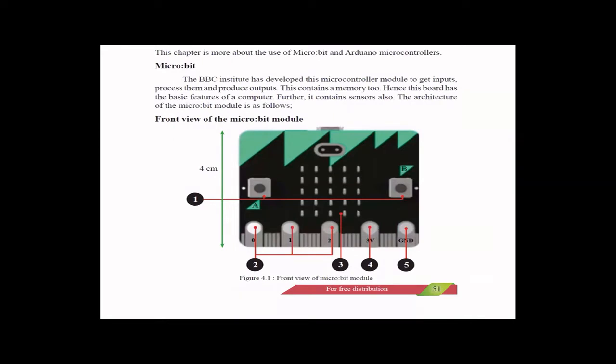So this is the front view of a micro:bit module, right? If you think about the first two, A and B, there are two programmable buttons. So you can program these.